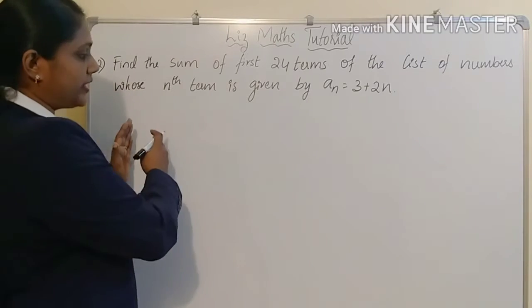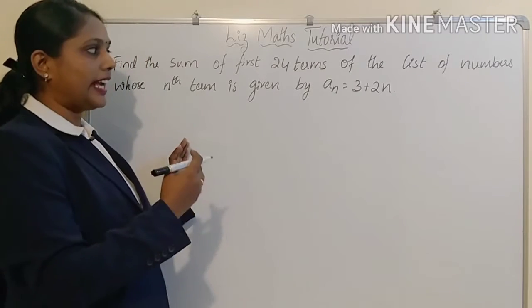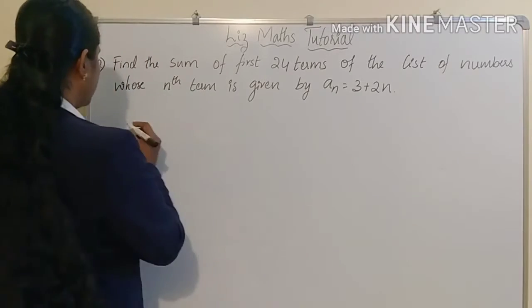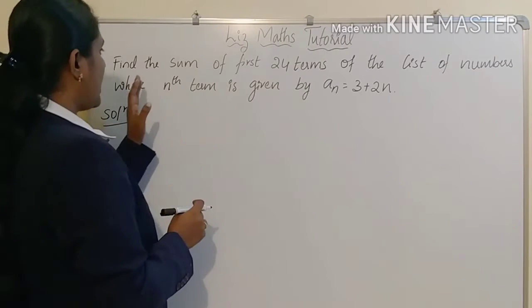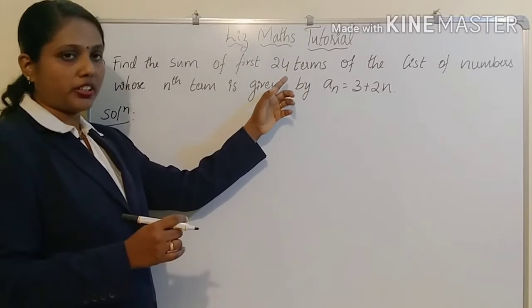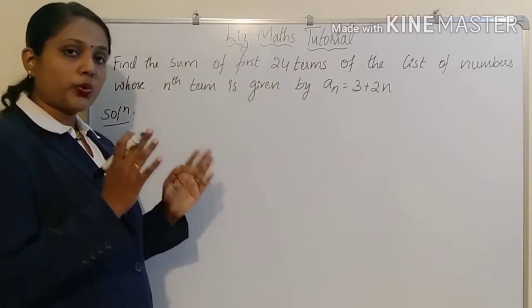So you don't know the list of numbers whose nth term is this one. The nth term is given here, so we'll move on to the solution. You have to find the sum of the first 24 terms. The intention is to find the sum of 24 terms.